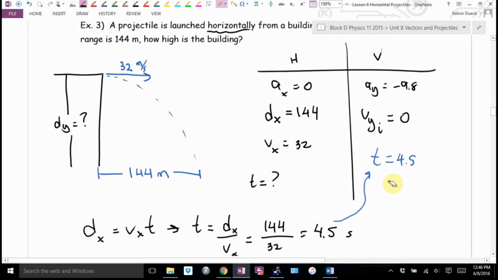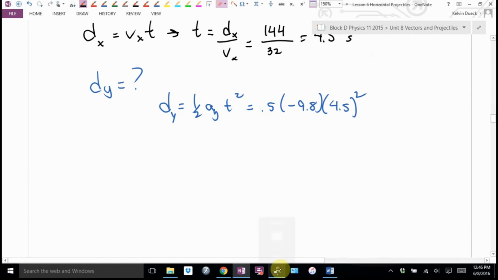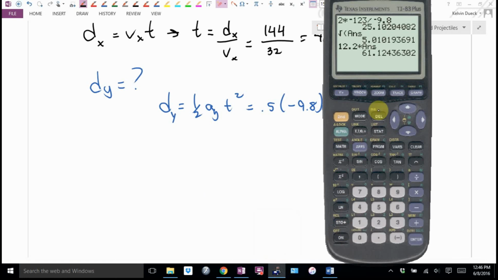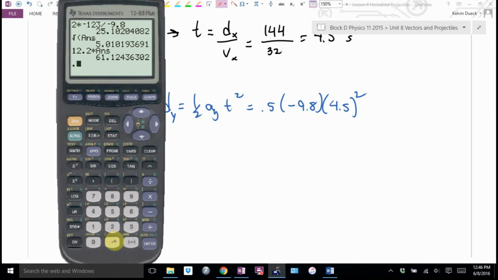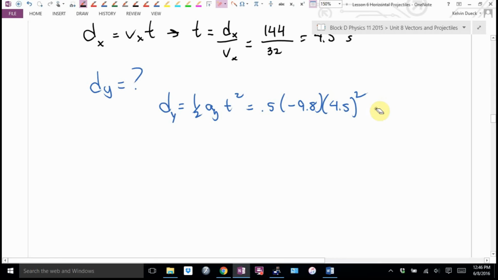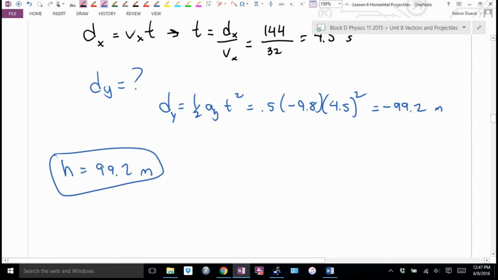What'd you get? I think you actually get a negative answer, but that's because this is actually giving you a displacement. If you said the height was negative, I'd give you full marks. But technically, I'm going to write here equals negative 99.2 meters, and then I'll just write h equals 99.2. And that's why we always used h in the energy equations, because it is a scalar.